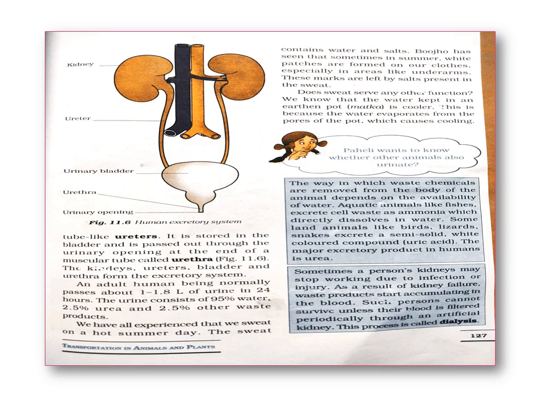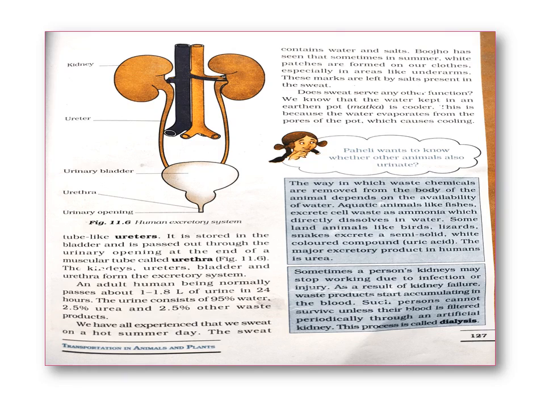Okay. Now, from the kidneys, the urine goes into the urinary bladder through the ureters. You can see the diagram. From the kidneys, the urine goes to the urinary bladder through tube-like structures known as ureters. It is stored in the bladder and passed out through the urinary opening at the end of the muscular tube called the urethra. You can see where the urinary opening is.